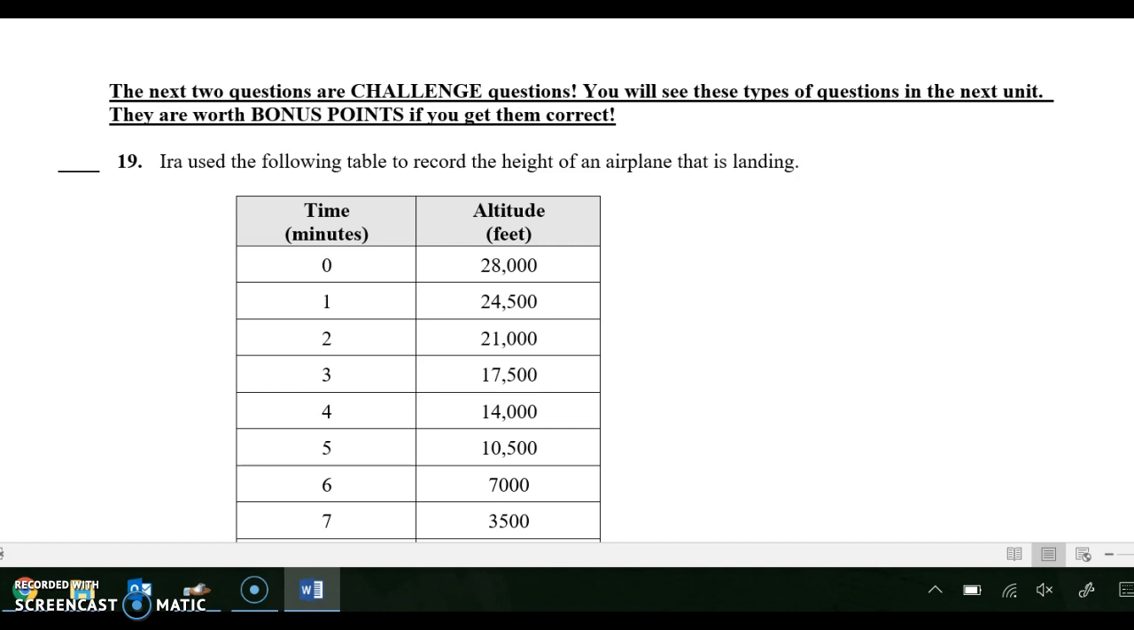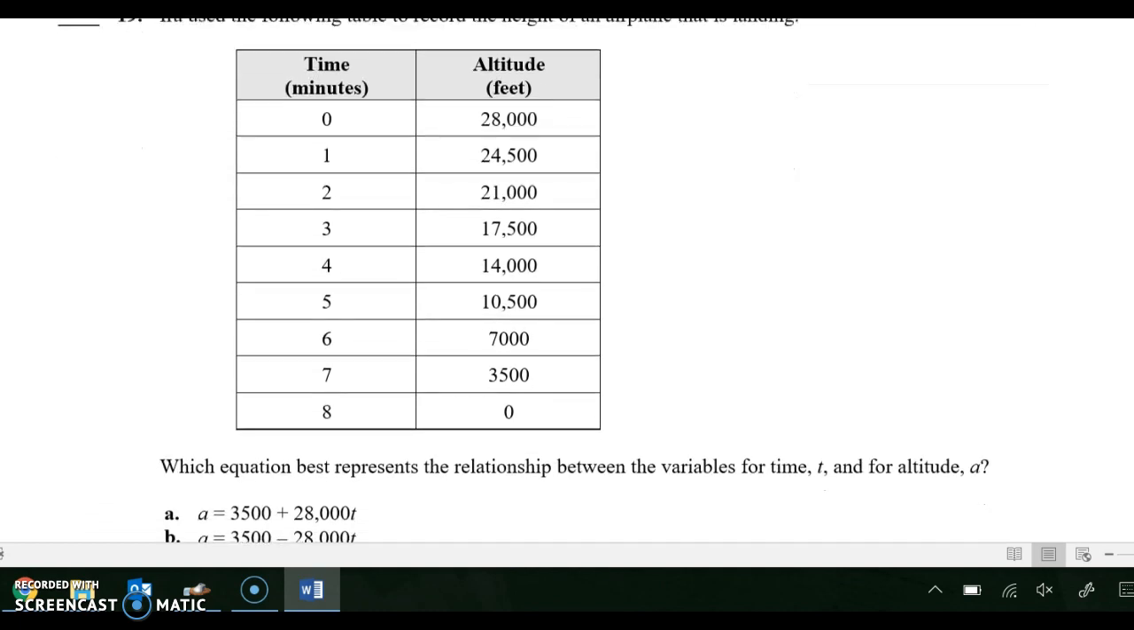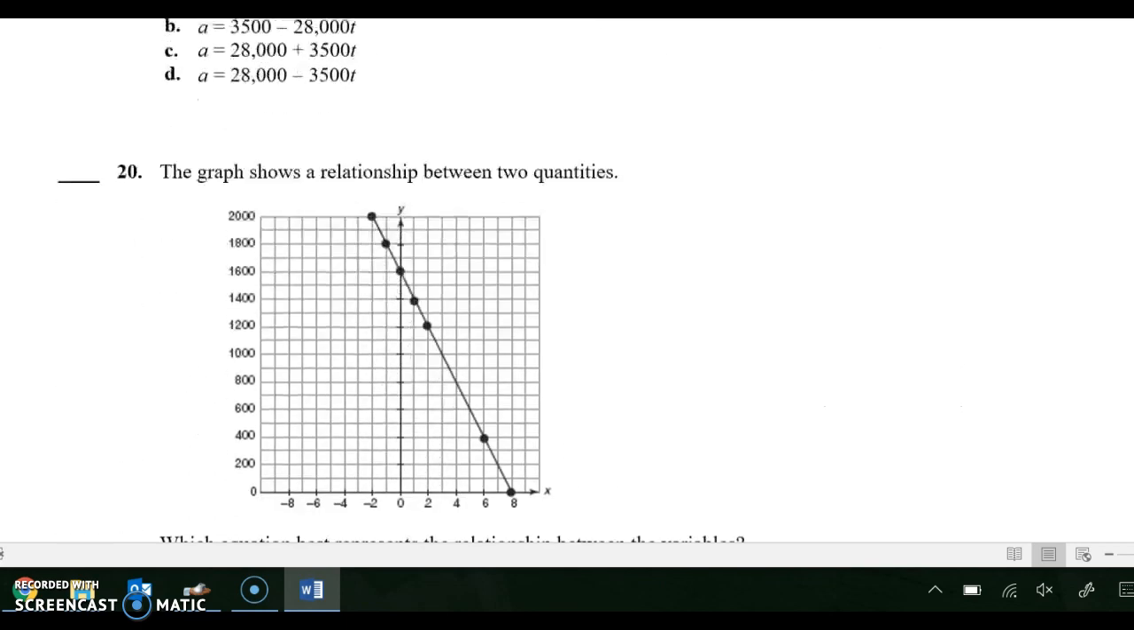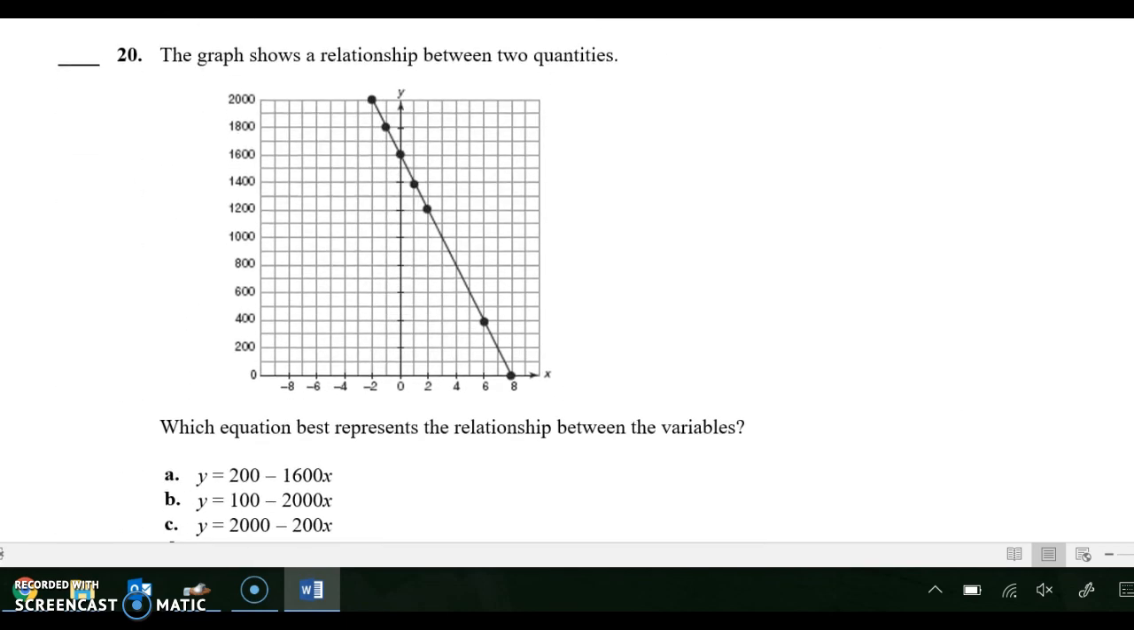Number 19. Ira used the following table to record the height of an airplane that is landing. Which equation best represents the relationship between the variables for the time, t, and the altitude, a? Number 20. The graph shows a relationship between two quantities. Which equation best represents the relationship between the variables?